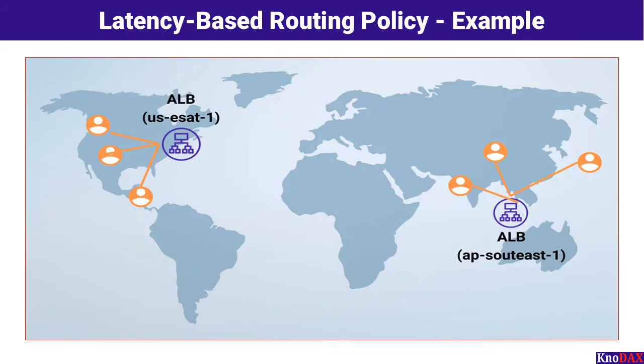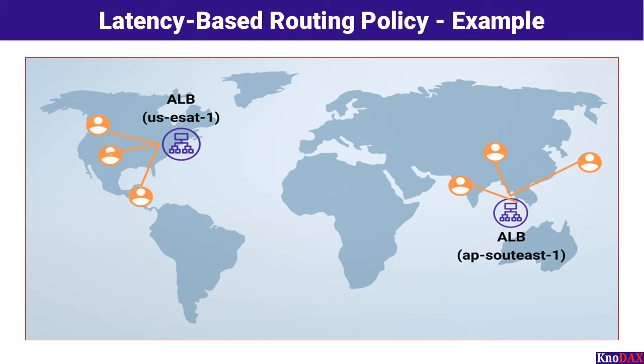This diagram demonstrates how Amazon Route 53's latency-based routing policy operates to optimize user performance. In this example, we have 2 application load balancers, ALBs, one hosted in the US East 1 region, and another in the AP Southeast 1 region. When a user sends a DNS query, Route 53 evaluates the latency between the user and the AWS regions hosting these ALBs. For example, users in North America are directed to the ALB in US East 1, as it provides the lowest latency for their location.